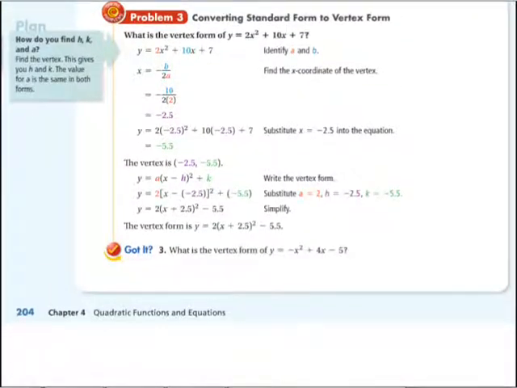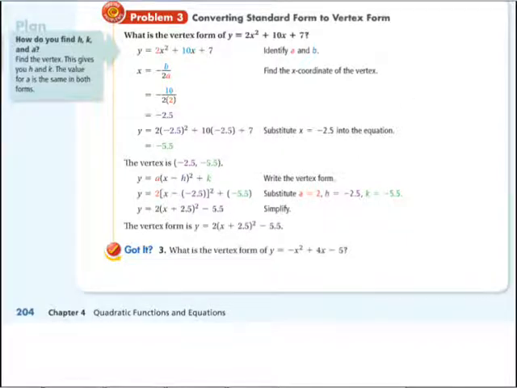Problem 3, converting standard form to vertex form. So how do we do that? Again, we're going to identify A and B. We're going to find the x-coordinate of the vertex because that is the h. We're going to substitute in to find the y-coordinate of the vertex because that's the k. The a value stays the same, and then we substitute back in.